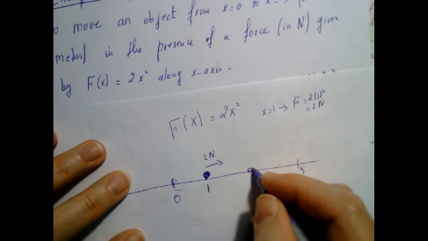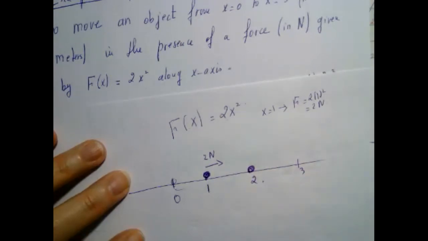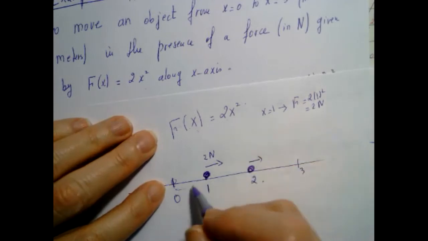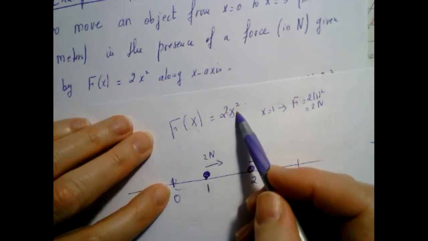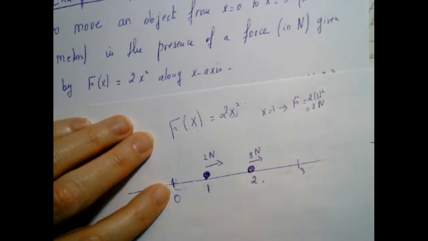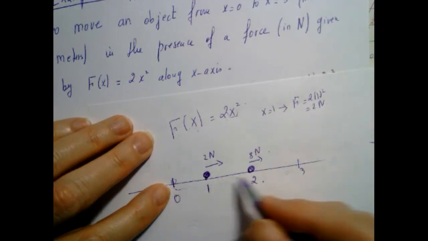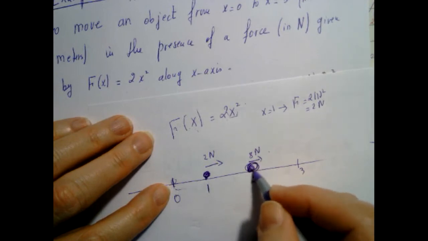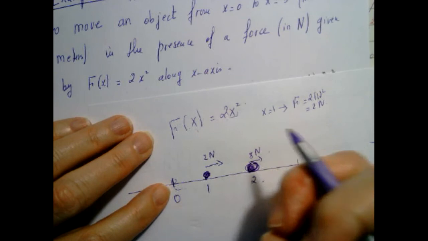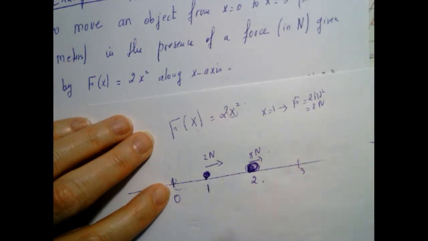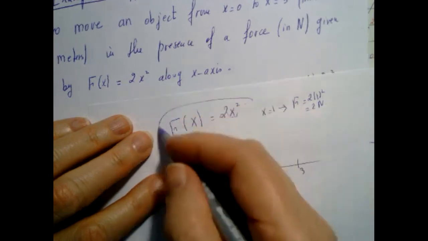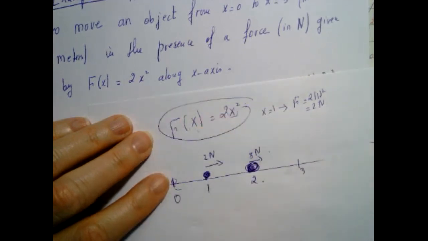Now, if the object is here, this formula tells you that the force you need, you plug in 2 for x, is 2 times 4, 8 Newton. So the force is actually changing. So this is a huge force to move the object. Okay, so the force you need to keep moving it is actually changing with the position of the object. That's how you understand this formula right there.